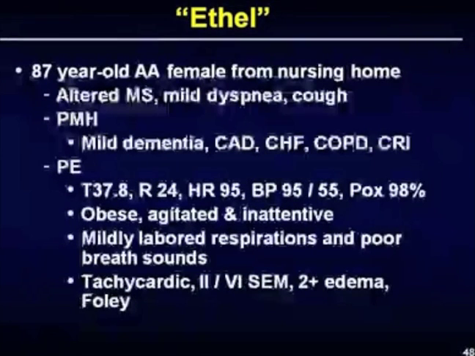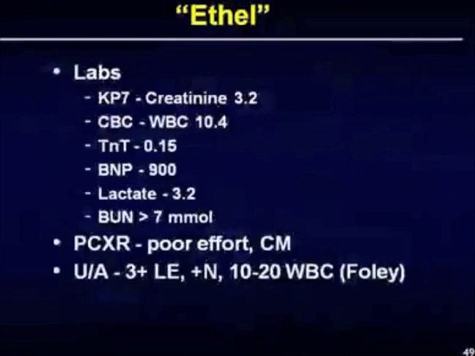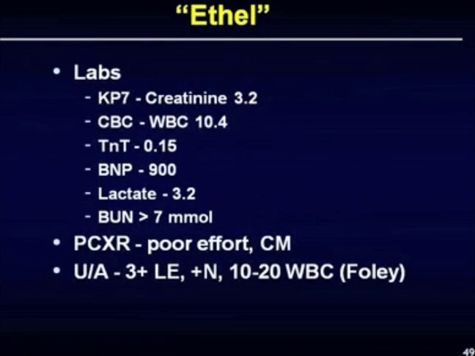You find her tachycardic. You can hear a 2 out of 6 systolic ejection murmur at the apex, as well as a 2+ edema. She has a chronic indwelling Foley catheter with some sediment within it. Reviewing your labs, you find that she has a white blood count of 10.4, an elevated creatinine of 3.2, but you're uncertain whether this is her baseline.